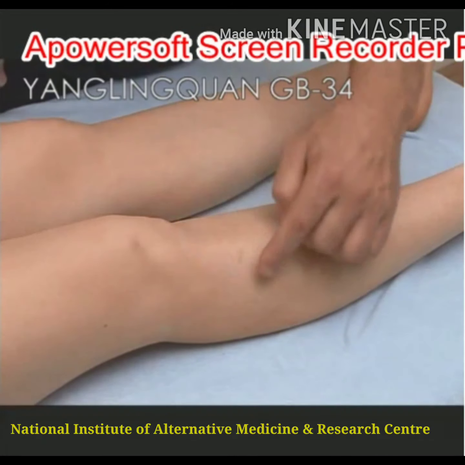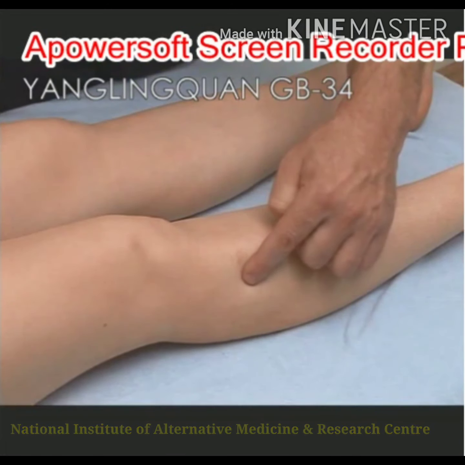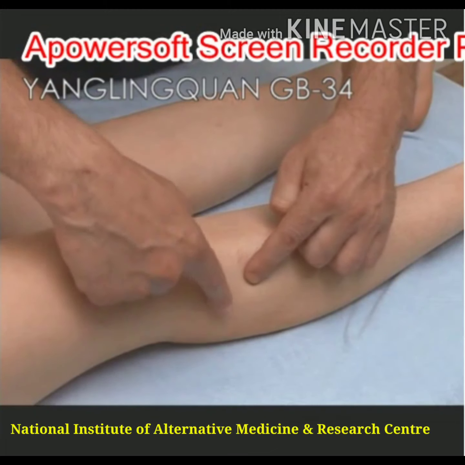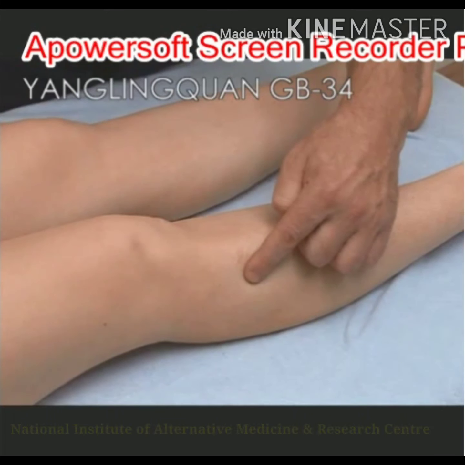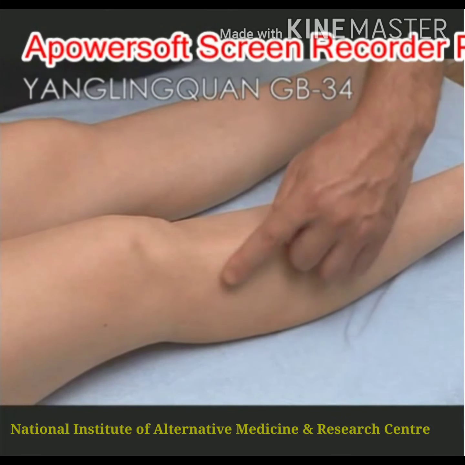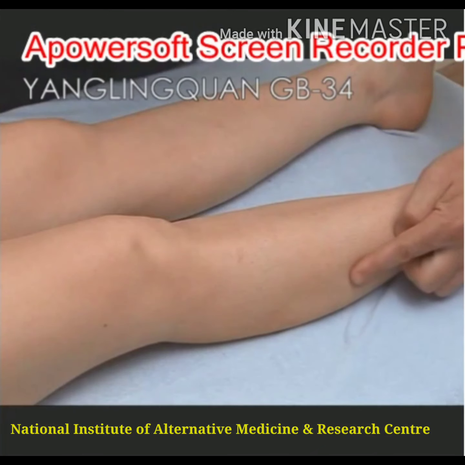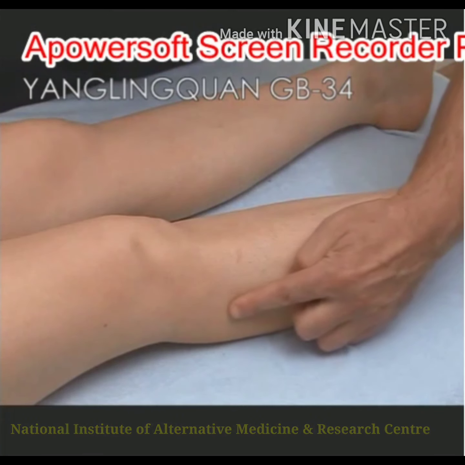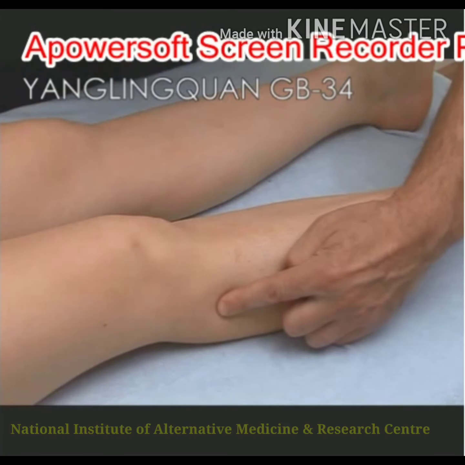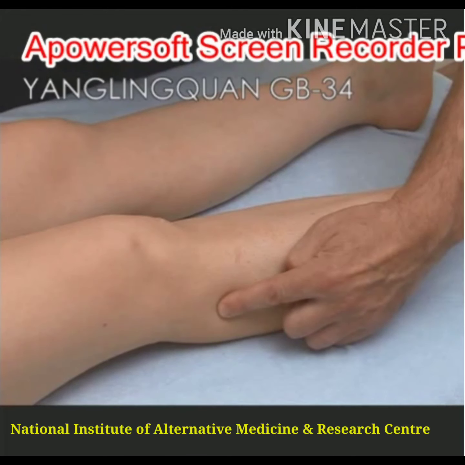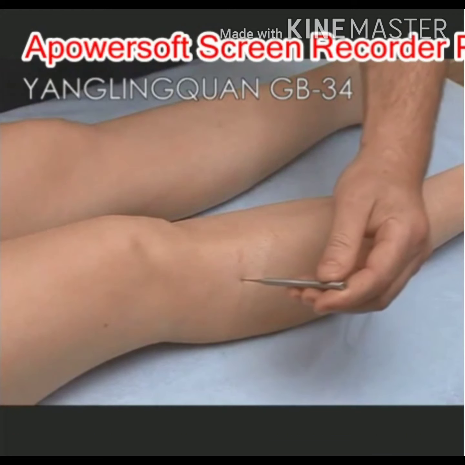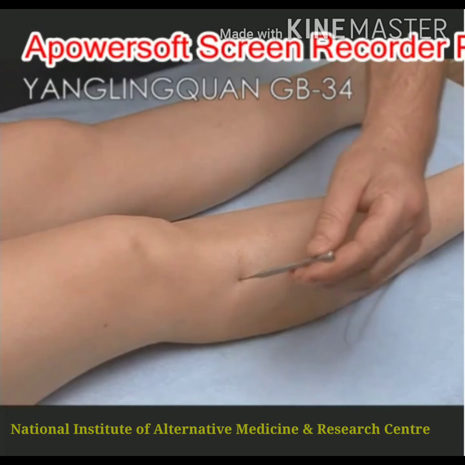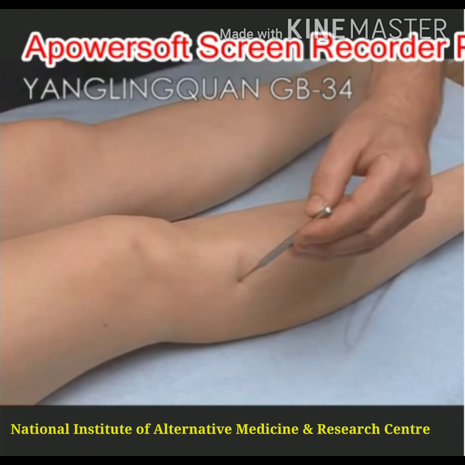Yang Ling Quan, Gallbladder 34, is located below the lateral aspect of the knee in the tender depression approximately 1 cun anterior and inferior to the head of the fibula. To avoid confusing the head of the fibula with the tibial condyle, slide your fingers up the lateral aspect of the lower leg until the soft tissue of the musculature gives way to the bony prominence of the head of the fibula. Perpendicular or slightly oblique posterior insertion 1 to 1.5 cun.